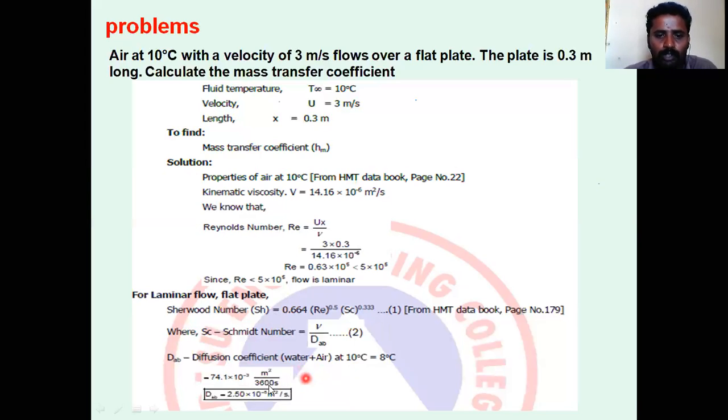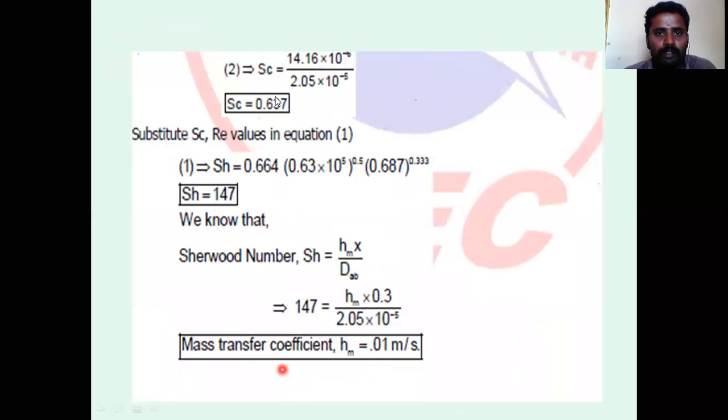Sometimes the diffusion coefficient is given in meters square per hour, and it should be converted into seconds: 74.1 times 10 power minus 3 meters square per hour divided by 3600 s. That is equal to DAB is equal to 2.50 times 10 power minus 5 meters square per second. Now Sc is equal to 0.637 from the numerical value. Put it in the calculator carefully in your problem. Sc is equal to 0.637.